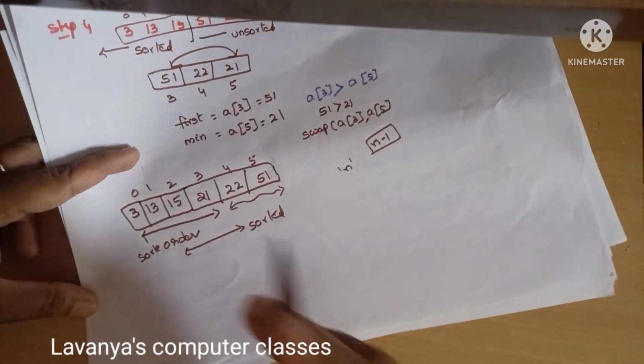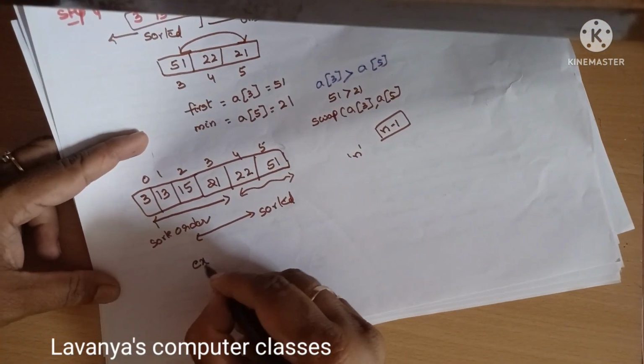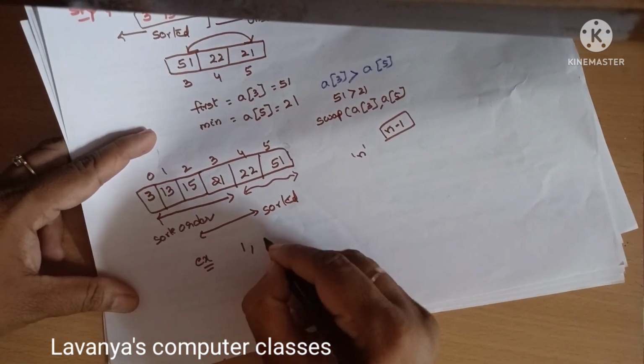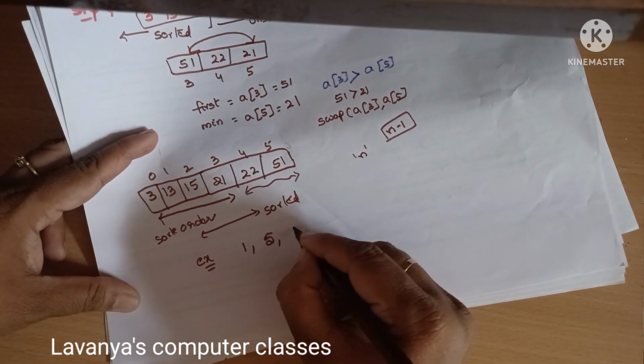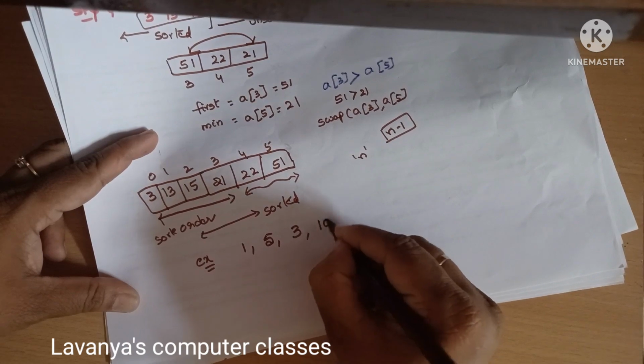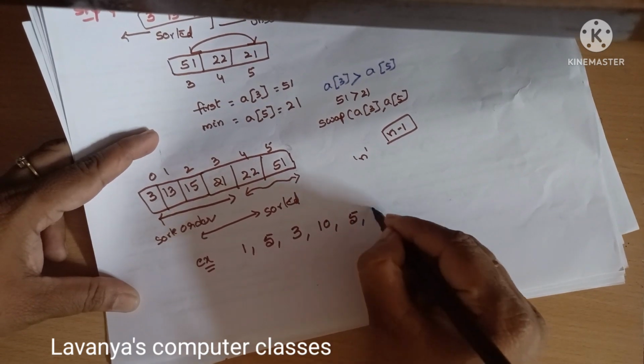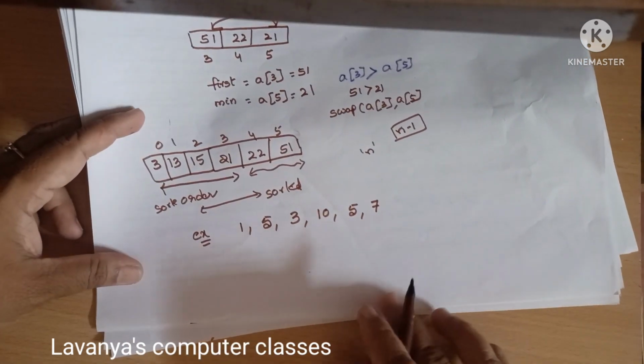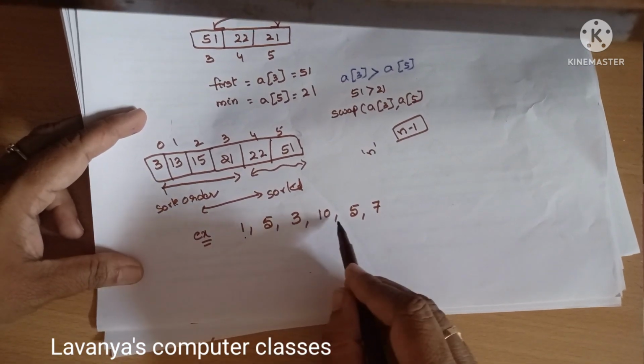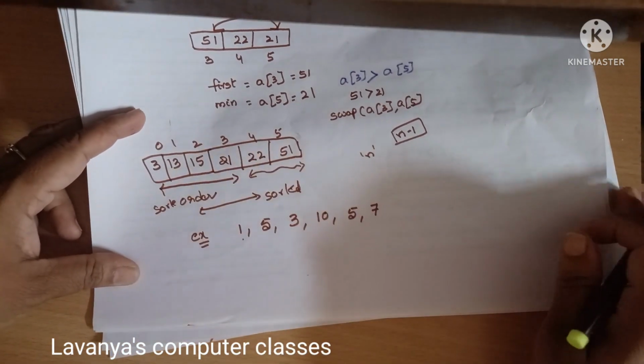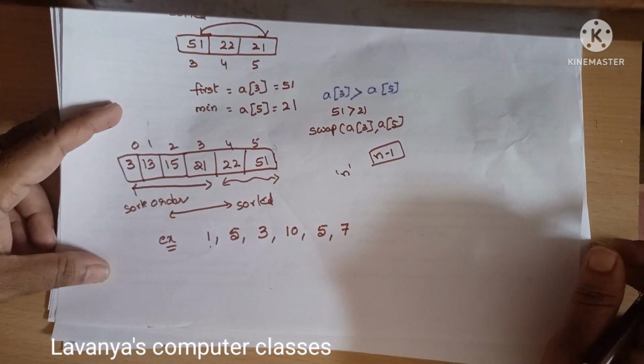If possible, I'll give one more exercise example, do it at home. Take these numbers and practice at home: 1, 5, 3, 10, 5, 7. This is the selection sort example with a numerical example.